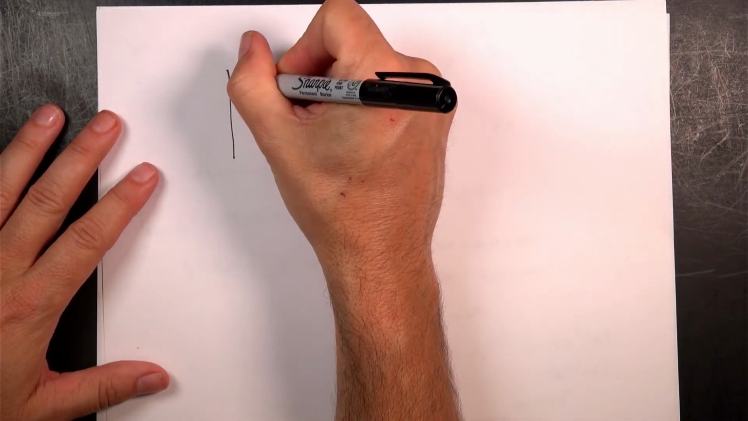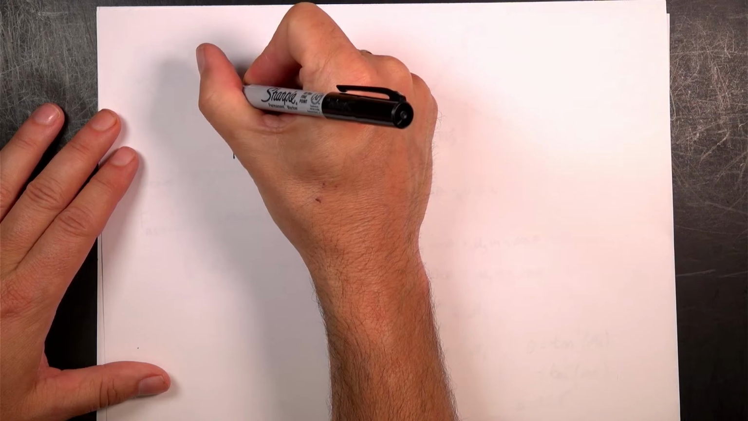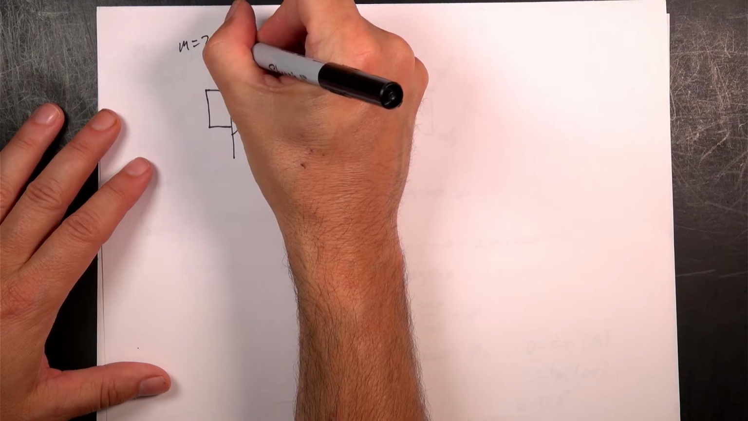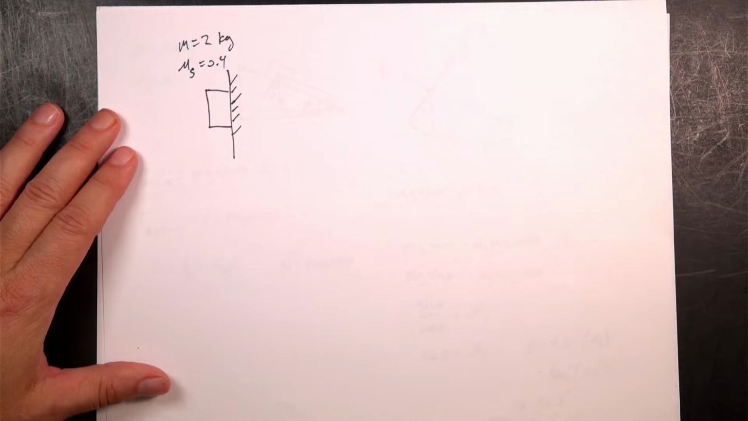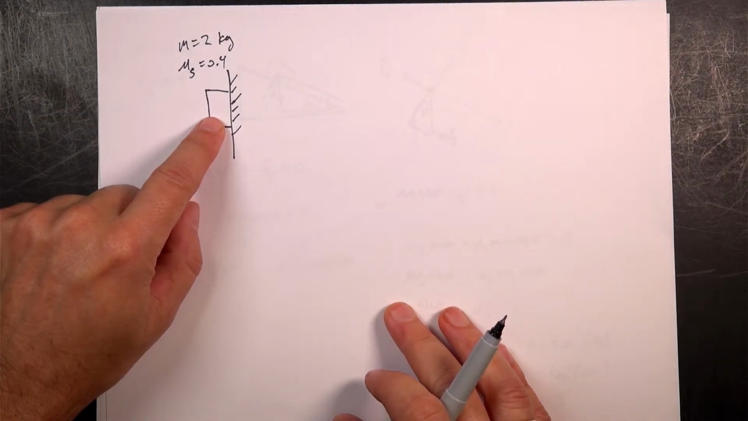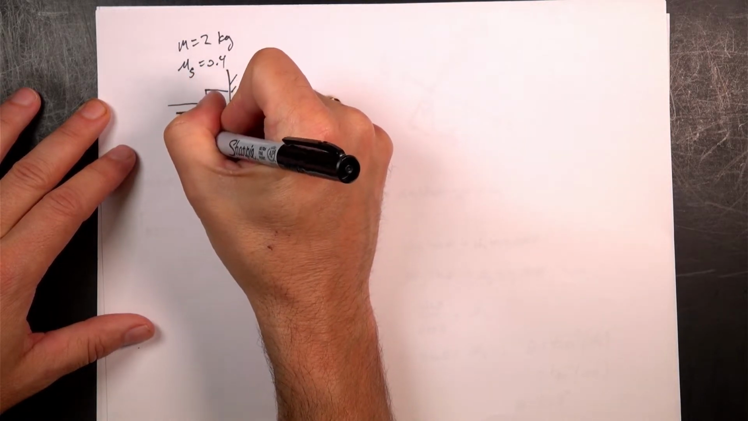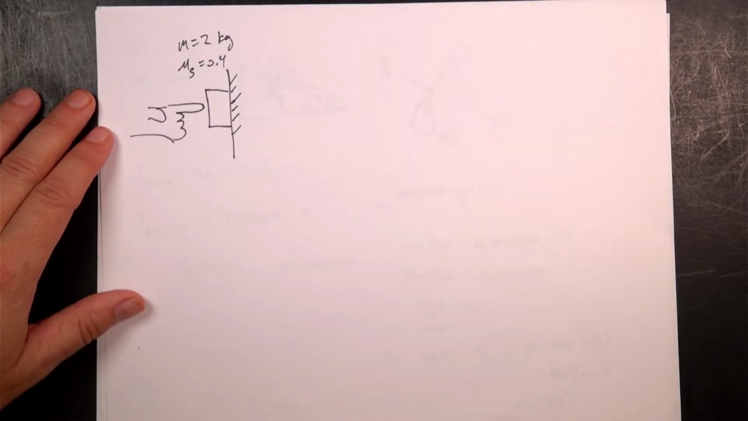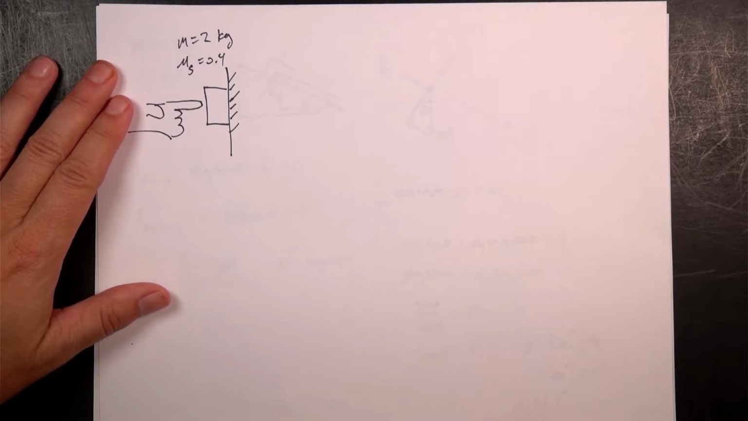Okay, so here's a fun problem. Same block, but now I have a vertical surface, and there's my 2 kilogram block, same coefficient, m is 2 kilograms, mu s equals 0.4. Again, I just made that up. So if my block is up against a wall, one thing I can do is push with my finger. And if you push hard enough, you can get it to stay. And so the question is, how hard do I have to push on that block to make it stay? So this is a fun problem.